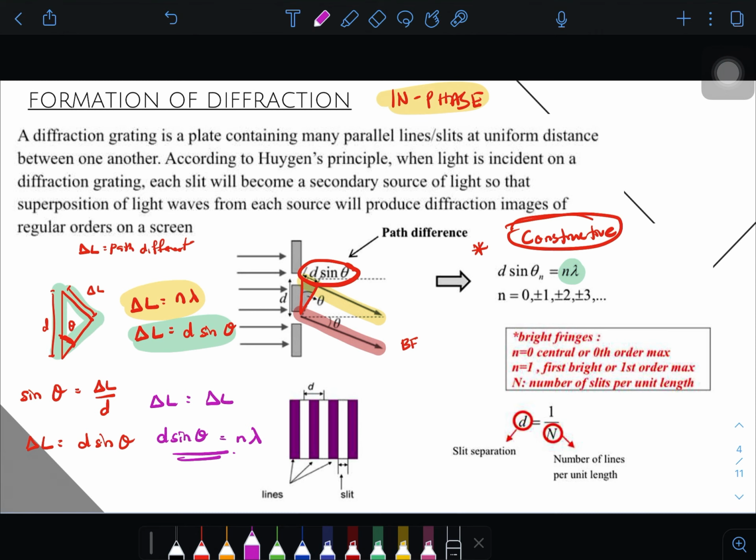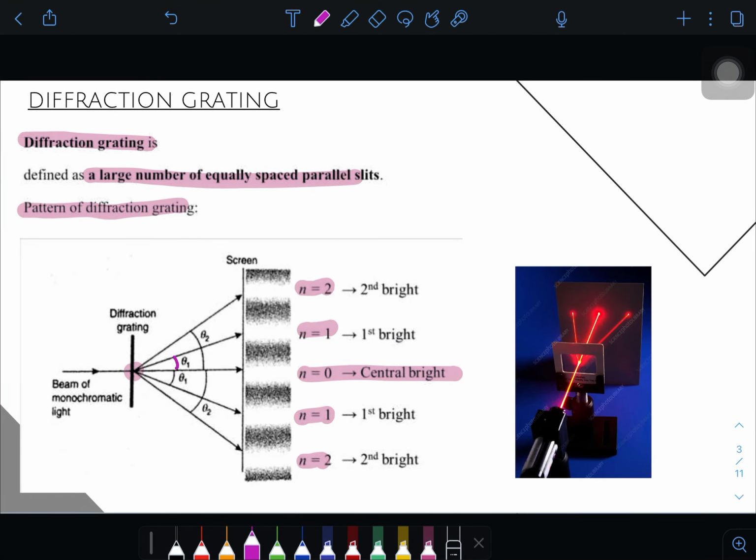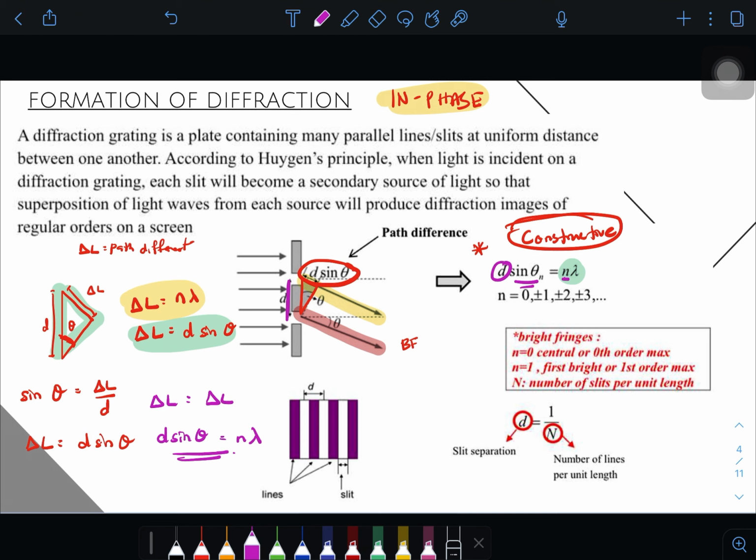Okay, so what is D? D is the slit separation here. Sin theta is the angle. So kalau kita nampak tadi, kita dah tengok dia ada angle, and the angle is always from the central bright. So ini ialah theta 1. Kalau theta 2, daripada central bright sampai yang kedua. Kalau ada yang ketiga, so it is theta 3. So theta is always from the central bright. N is the number of order and lambda is the wavelength.